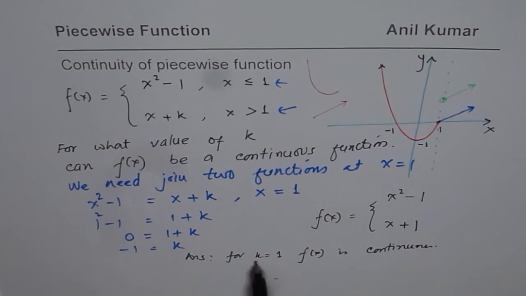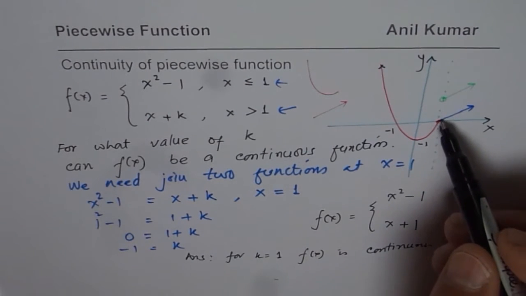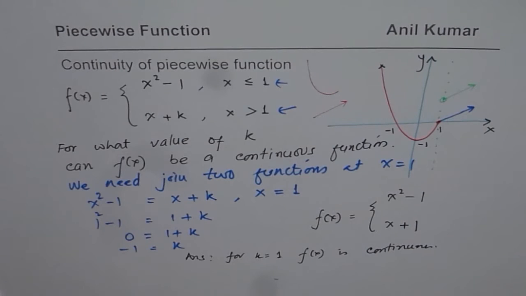For any other value of k, if k is not equal to 1, the function is discontinuous, and the type of discontinuity here is jump discontinuity. So in the coming videos, we'll consider different kinds of discontinuities which could be possible in piecewise functions, and we'll also take a few examples where we need to find such values of k which can make the functions continuous.